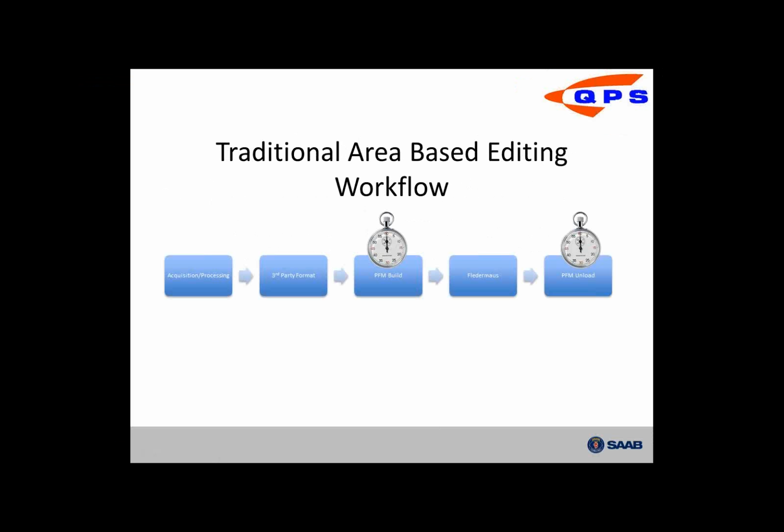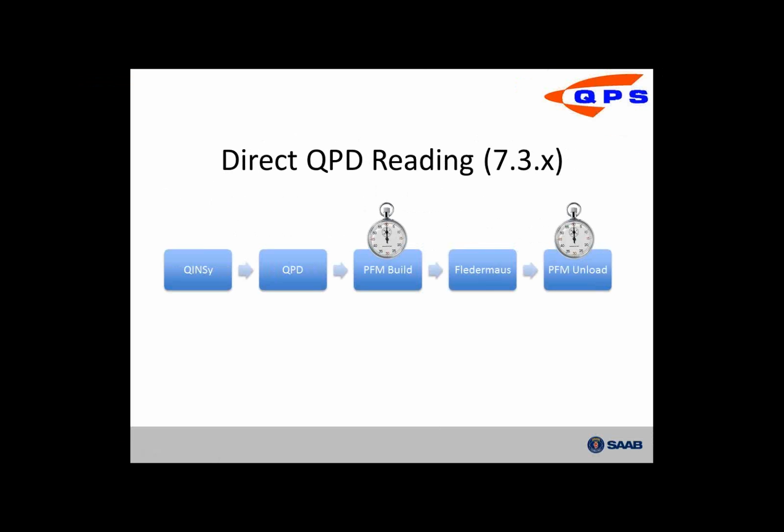Now the problem is the PFM building and unloading can be fairly time-consuming as your data sets get larger. That's something we've been working on, but it's still a time-consuming process. Now what we first did is we added our direct QPD reading. That was in the 7.3x range of releases. So from there, if you're working with Quincy, you don't have to worry about putting data into a third-party format. You go directly into QPD. While a good step forward, it doesn't eliminate the biggest time-consuming steps of working with that data in Fledermaus.